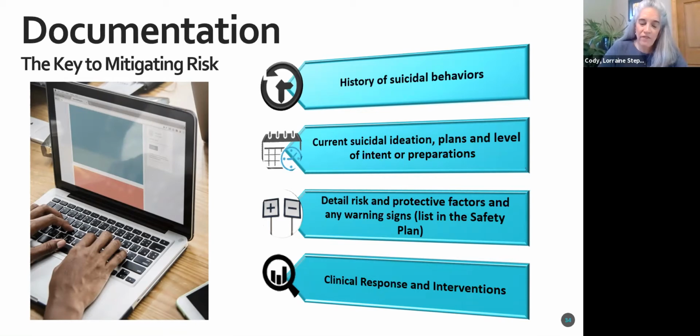Also, are there modifiable risk factors, such as are they on a medication that may cause suicidal ideation? You need to look at those meds. And do they need assistance in finding a job? Are they homeless? Do we need to attach them to some things? So those are things that can be changed.